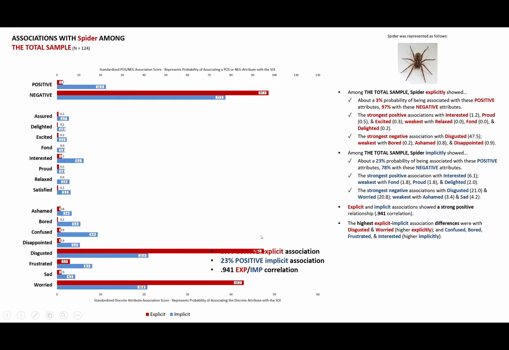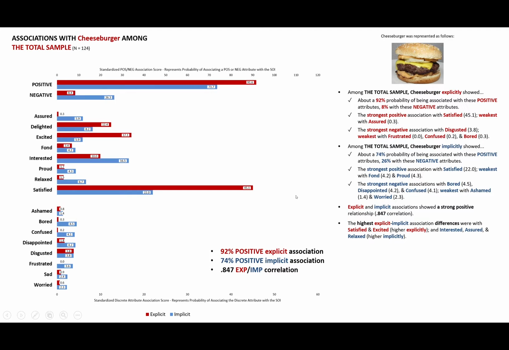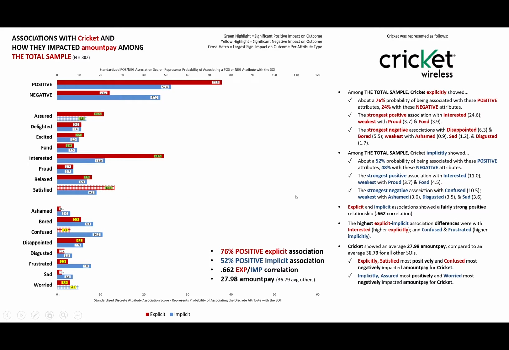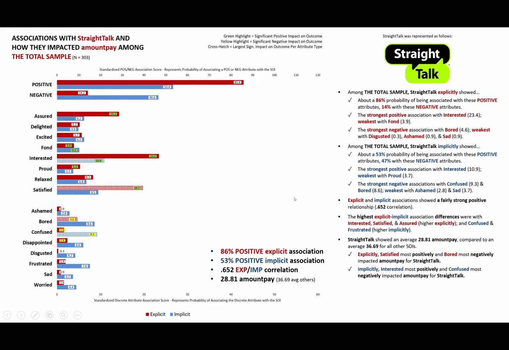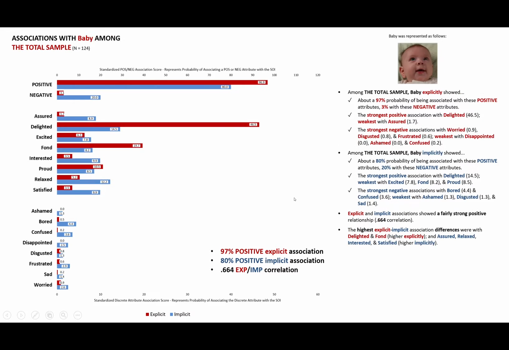We expect to get strong explicit and implicit negative associations. And we're seeing that here in our study with the spider. So this gives us a degree of confidence, that is a degree of validation, that our implicit and explicit response tasks were working in the study. Therefore, when you go and you look at the various SOIs that you're looking at, you can be more confident that the response tasks were working for you.